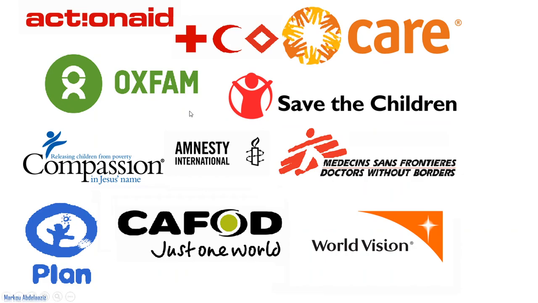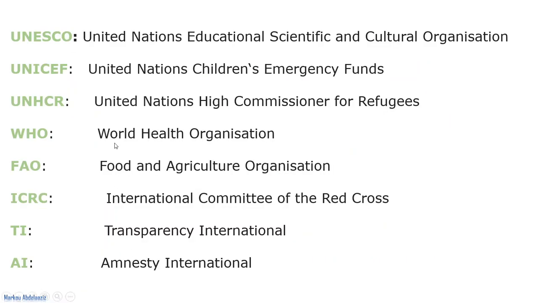These are some examples of international organizations. If you see here, we have, for example, CARE, Save the Children, World Vision, Oxfam, and a lot of other organizations. In here we have some abbreviations. What do we mean by abbreviation? Abbreviation is some letters that stand for a longer name.